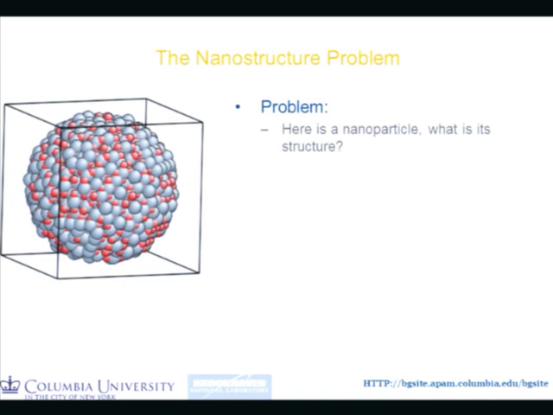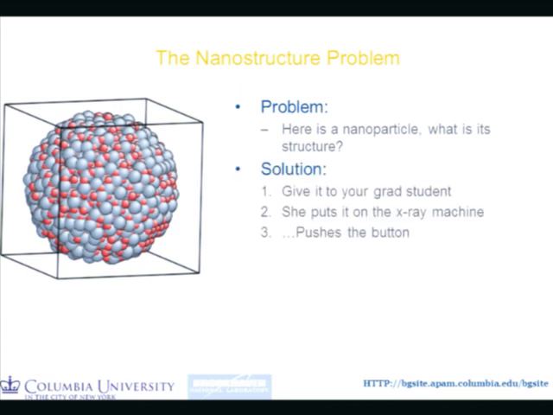All right, so let's say that instead of a crystal, you have a nanoparticle like this. What do you do? So you're a chemist, and it's the same thing, right? Here's a nanoparticle. I made it. What's its structure? Where are the atoms? All right, well, we like to reuse things in science, so let's try the same solution. So I give this nanoparticle to my grad student. She puts it on the X-ray machine, pushes a button.